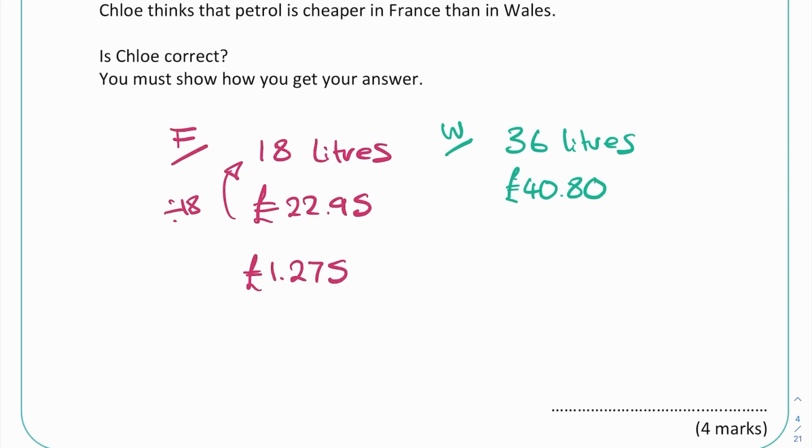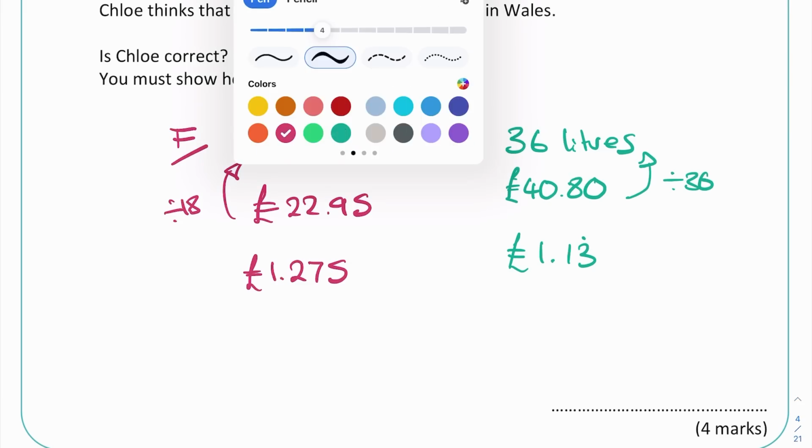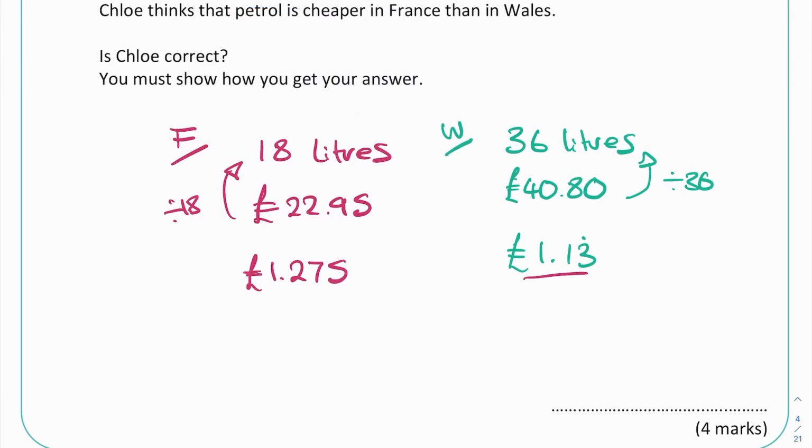£1.275, or £1.27, £1.28. For the one on the right, in Wales, we're going to divide that by 36, as that's 36 litres. So £40.80 divided by 36 gives us £1.13, and there is a recurring above the 3, so just over 13p. So looking at this question, Wales is the cheaper option. So I would put here, Wales is cheaper.